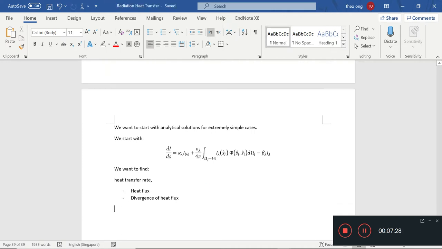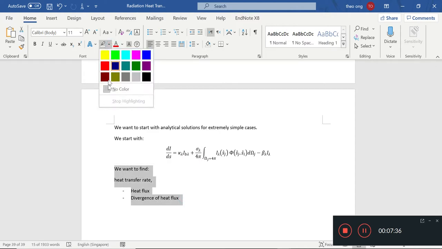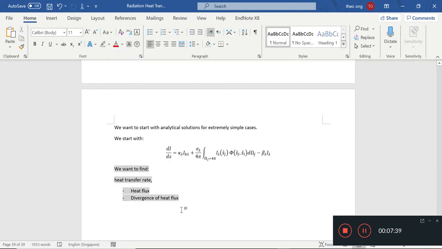So this is kind of the end objective of this, and of course we'll want to find, let's say for a simple case as well, maybe between two infinite parallel plates or even spheres. So these are usually the textbook scenarios that we are dealing with. So firstly, we want to simplify the radiation transfer equation, RTE. So two ways.